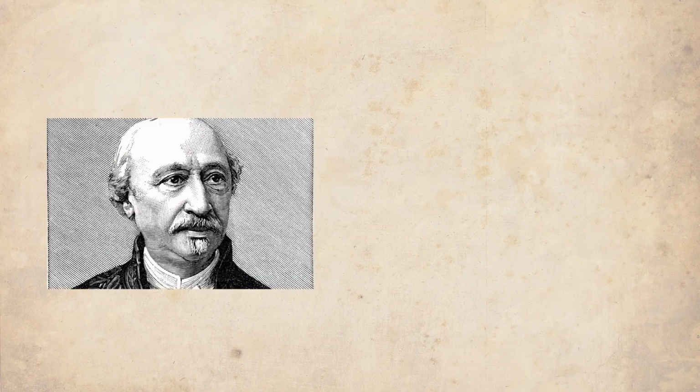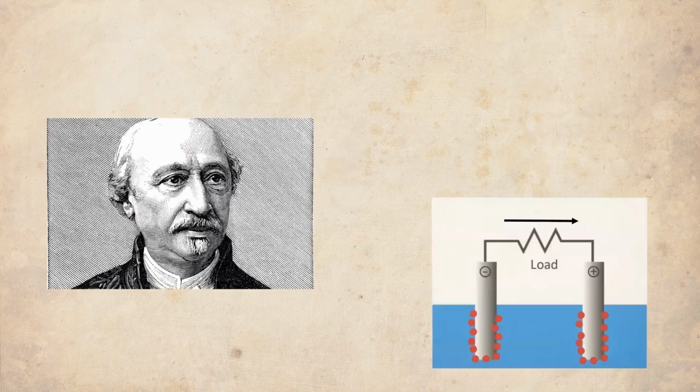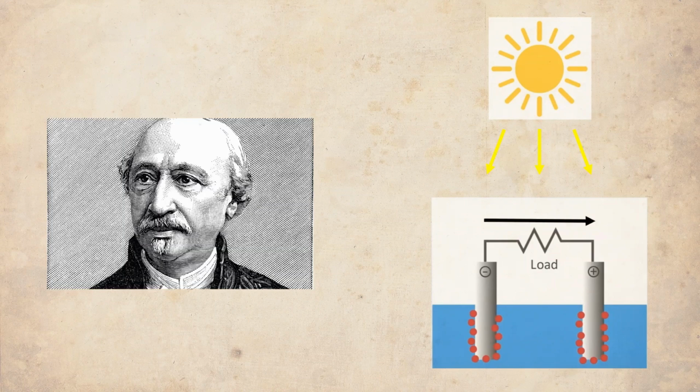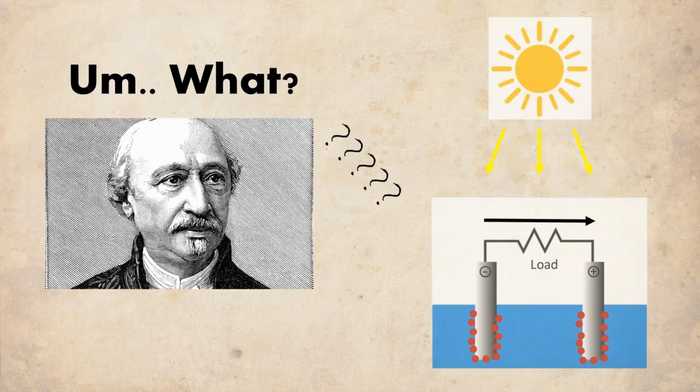In 1839, French physicist Edmond Becquerel was experimenting with a cell made of metal electrodes in a conducting solution. He noted that the cell produced more electricity when it was exposed to light. Little did he know that what he was observing was the photoelectric effect.